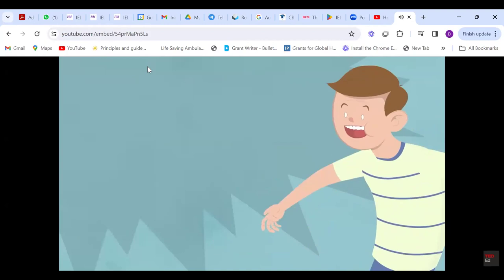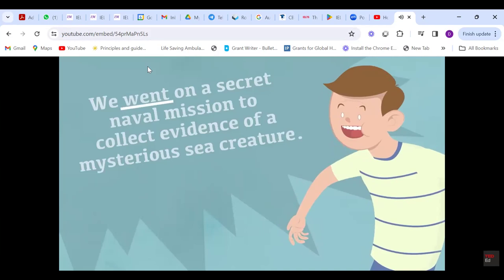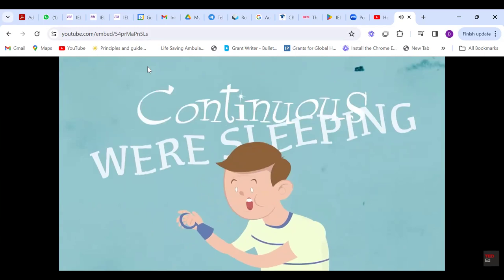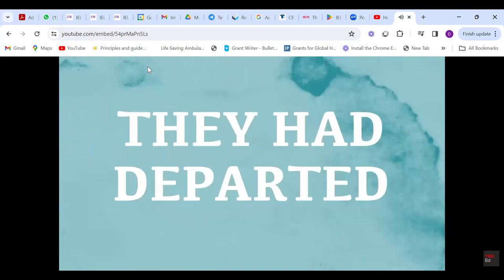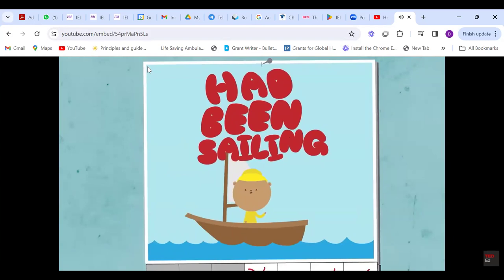Let's say your friends tell you they went on a secret naval mission to collect evidence of a mysterious sea creature. The tense sets the overall frame of reference in the past, but within that, there are many options. Your friends might say a creature attacked their boat. That's the past simple, the most general aspect, which gives no further clarification. They were sleeping when it happened, a continuous process underway at that point. They might also tell you they had departed from Nantucket to describe an action completed even earlier. That's an example of the past perfect. Or that they had been sailing for 3 weeks, something that was ongoing up until that point.